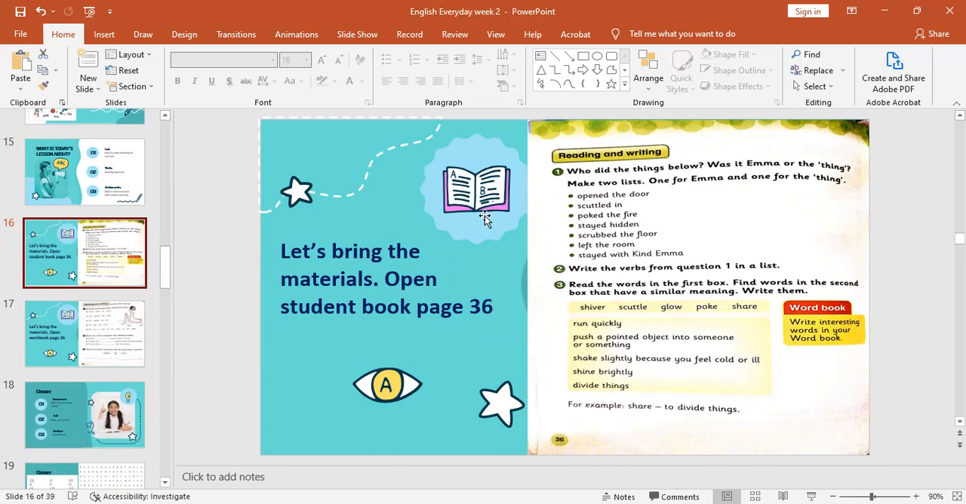So from student book page 36, let's read the first question. It says, who did the things below? Was it Emma or the thing?